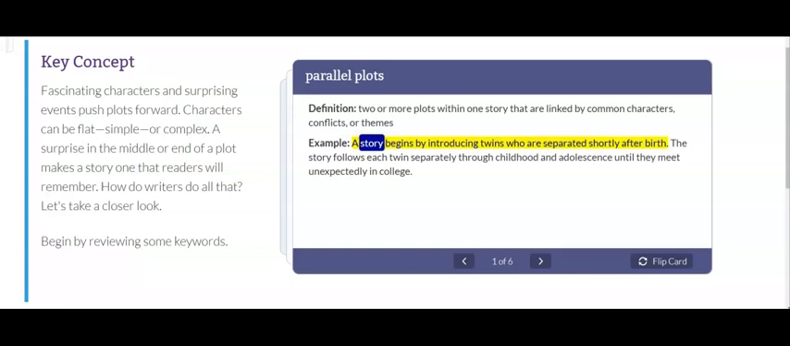Example. A story begins by introducing twins who are separated shortly after birth. The story follows each twin separately through childhood and adolescence until they meet unexpectedly in college.